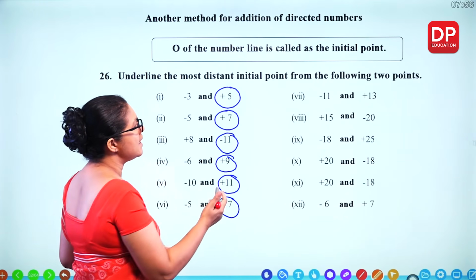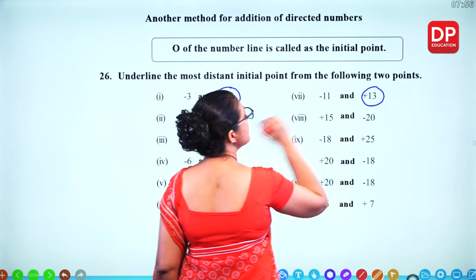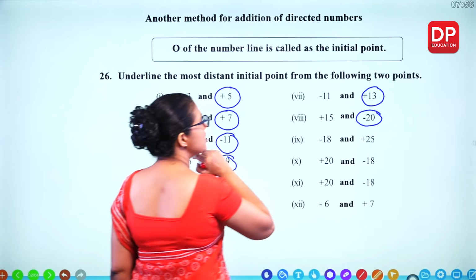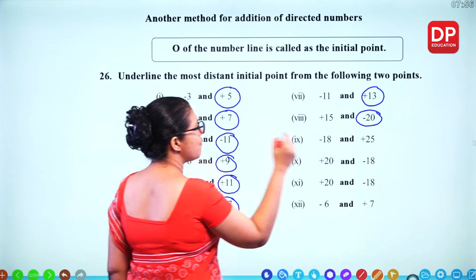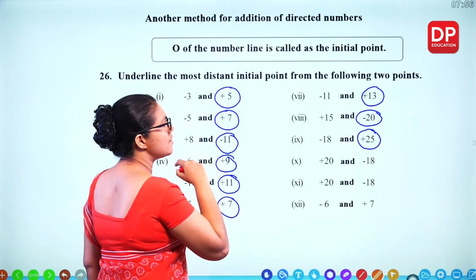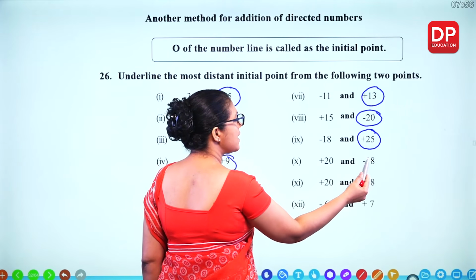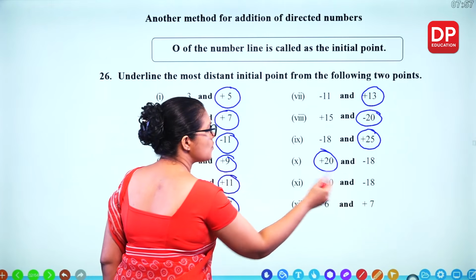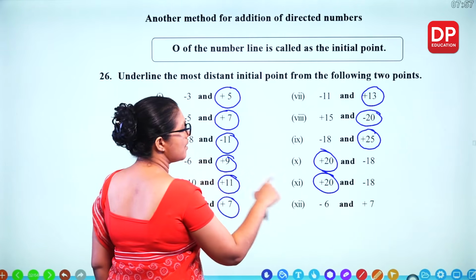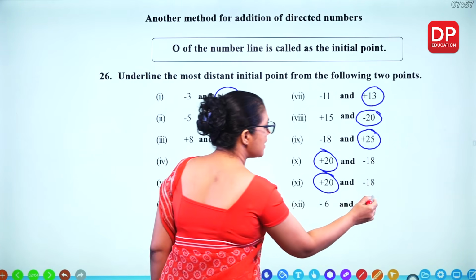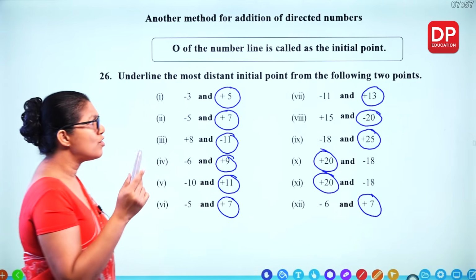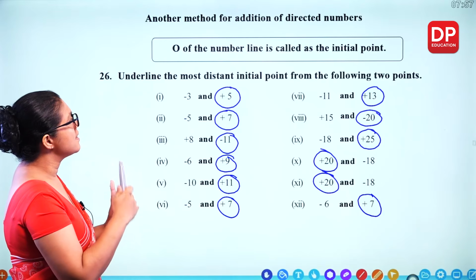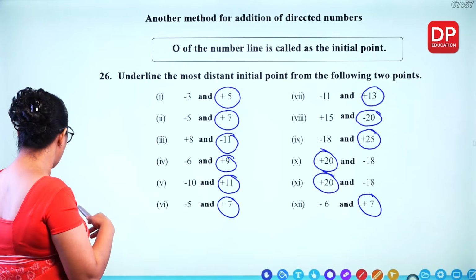11 or 13? 13. 15 or minus 20? Minus 20. 18 or 25? 25 is most distant. 20 or minus 18? Plus 20 is more distant. 20 or this one? This one. Minus 6 or plus 7? 7. So when you take the number, you can find out the most distant value from the initial point.